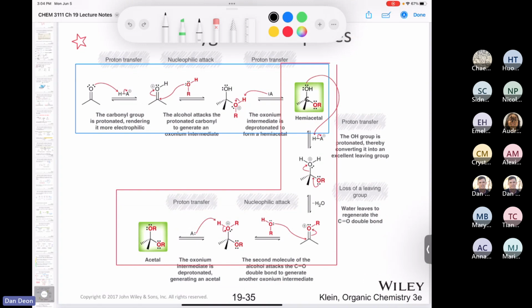Okay, so this is a mechanism that you need to know, and this is a mechanism we are going to practice as a group. I'm just checking to make sure I have an example of it. Yeah, I do, in a few slides.